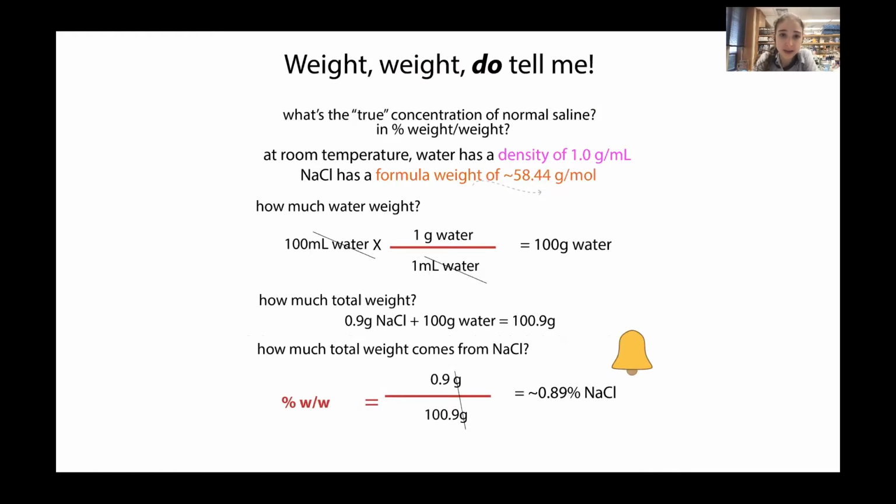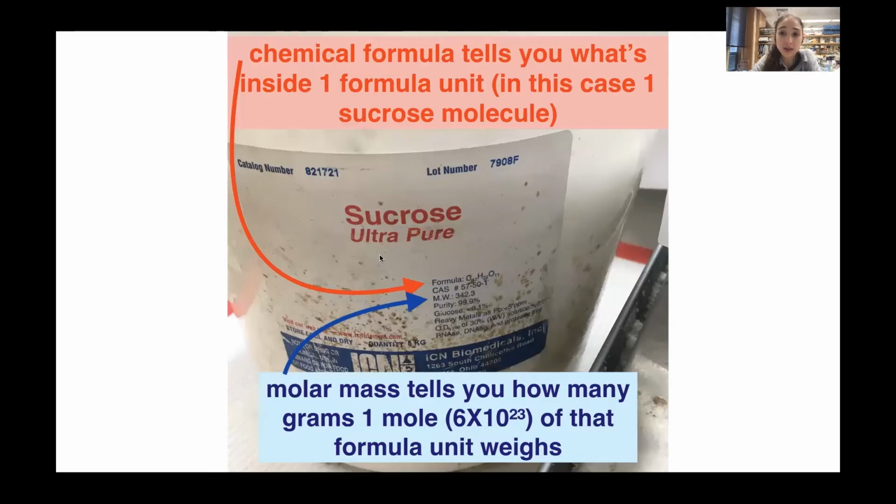But to do this, we need to first look at the idea of formula weights and molecular weights. And then we'll come back and see how we can use that information to see why this little shortcut can work out for dilute aqueous solutions. So sometimes it'll be called a molecular weight and sometimes a formula weight. Basically both of these tell you how many grams 1 mole of that formula unit weighs.